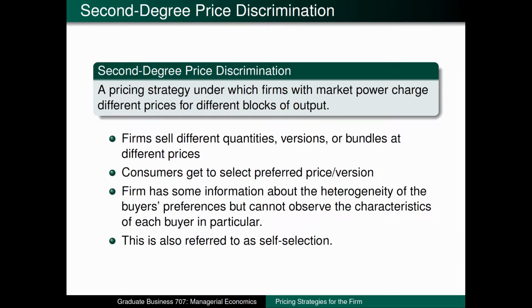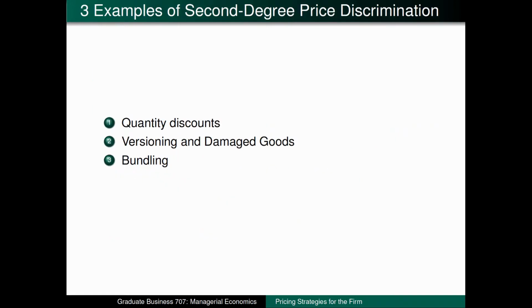Just like with first-degree price discrimination, second-degree price discrimination is not self-explanatory. I like to call it self-selection because what's happening is companies are providing a menu of options and consumers will choose what they like best among those options. There are 3 examples of second-degree price discrimination. First is quantity discounts, second is versioning, and third is bundling. We will go through each example in turn.